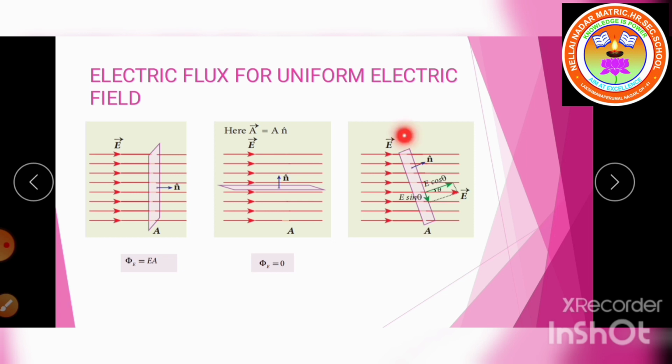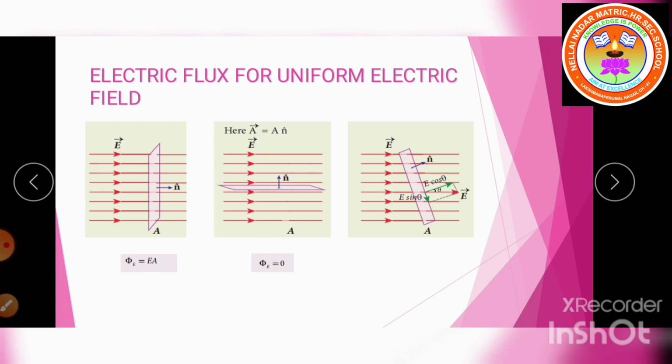Next case, listen, at an angle theta I am placing the same area now. So it is inclined at an angle theta with the field. So you want to resolve this component. If you resolve this component, one is E cos theta, another one is E sin theta. The E sin theta does not have any effect on this.